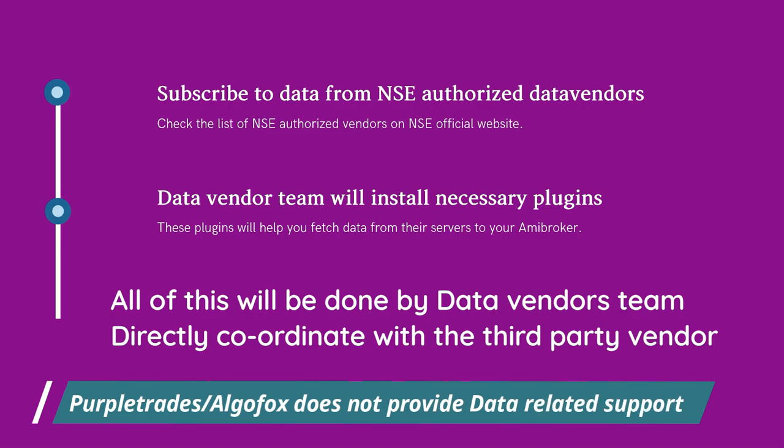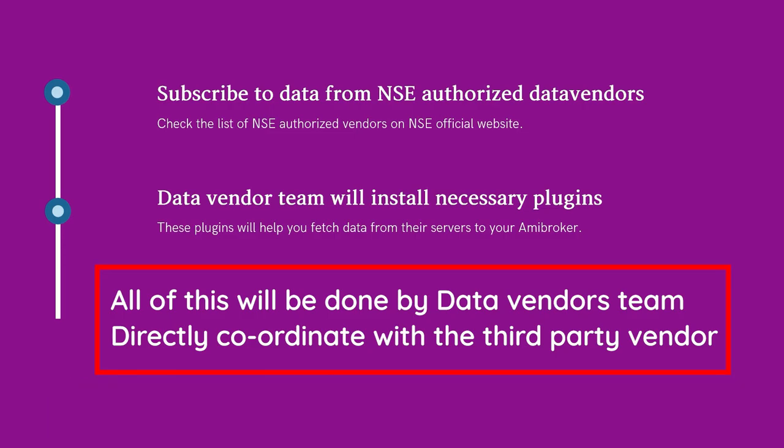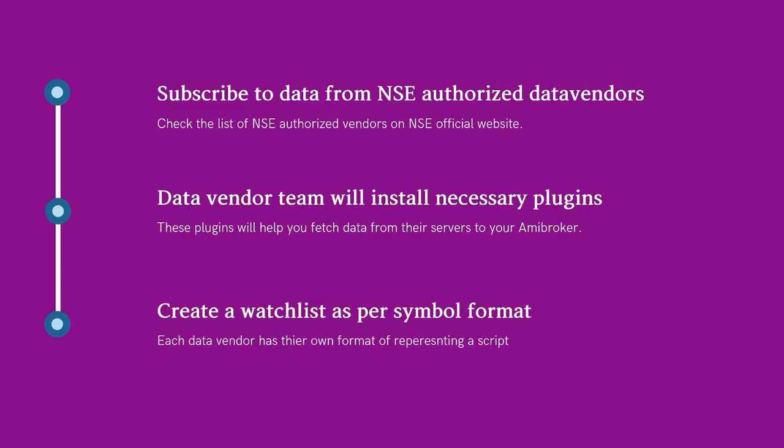No need to call us to do this. We will not be helping you in any of these things, because data is a third party source. You will have to contact the data feed. These data vendors will install all the necessary plugins and connect it with your Amibroker so that your Amibroker can live stream the data. Once that plugin is done, you can then create a watch list and also plot charts and run scanners. In this lesson itself, as we go ahead, I will also teach you how to create a watch list.